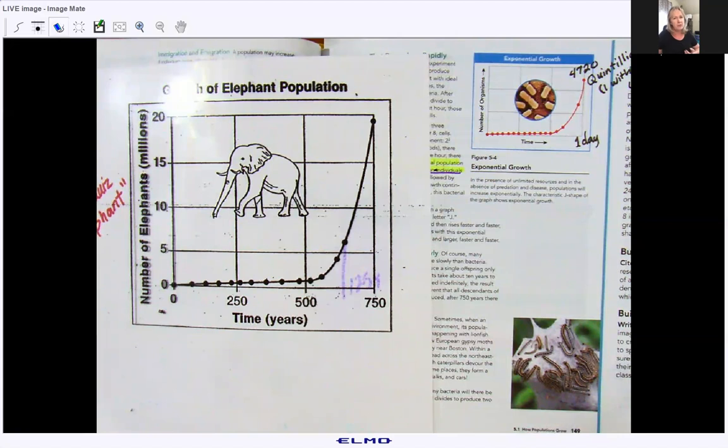Maybe the food, not necessarily the space, because Africa is pretty large, and even Asia. But then hunting. They've been poached for their ivory. So you would have to take away the predator, which is man, and other animals. So if you had ideal conditions, plenty of food, plenty of space, no predators, then they could possibly grow exponentially.